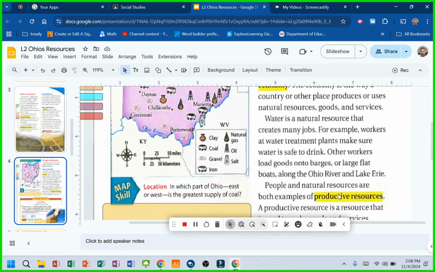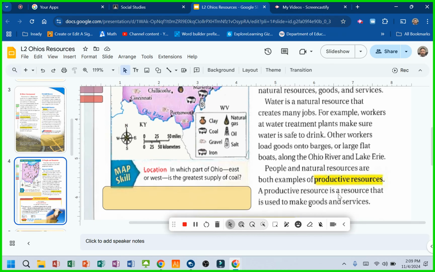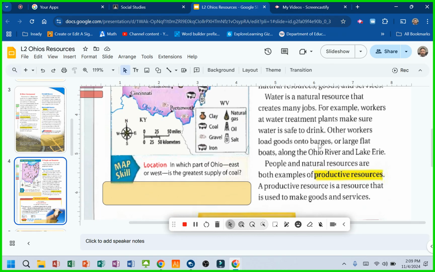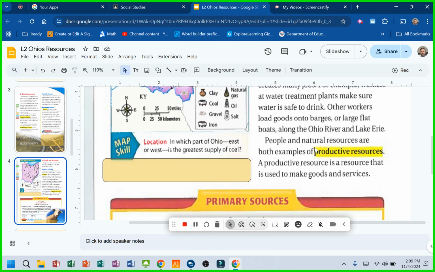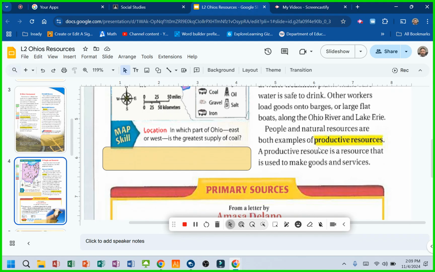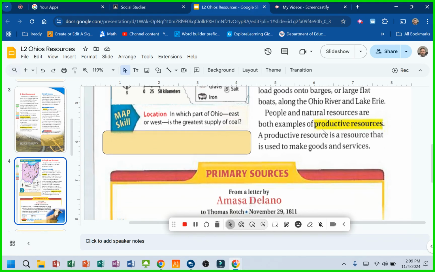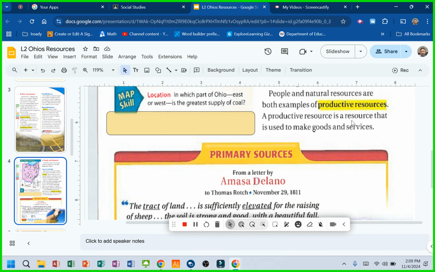Water is a natural resource that creates many jobs. For example, workers at a water treatment plant make sure that water is safe to drink. Other workers load goods onto barges or large flat boats. So what's a barge? Just said it. Other workers load goods onto a barge or large flat boats. That's what a barge is. Along the Ohio River and Lake Erie, that's where they do that. People and natural resources are both examples of productive resources. A productive resource is a resource that is used to make goods and services.